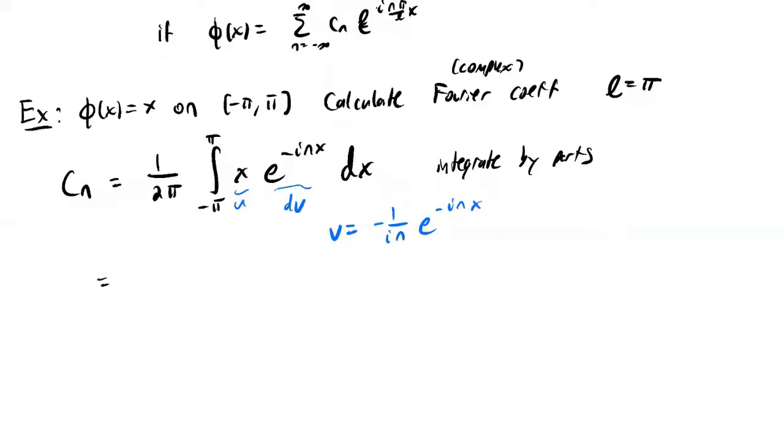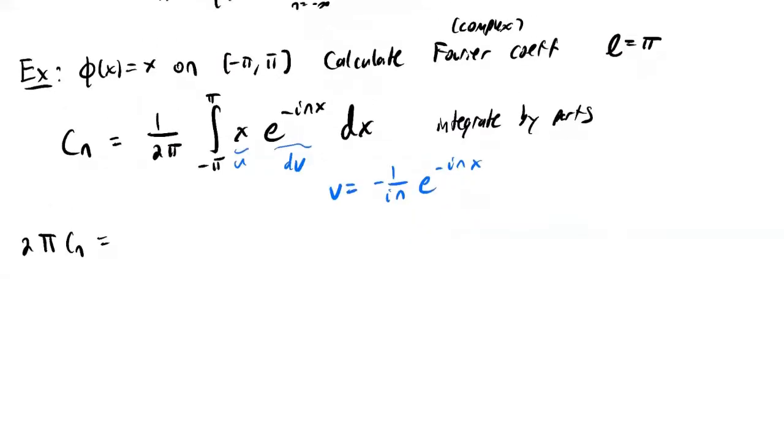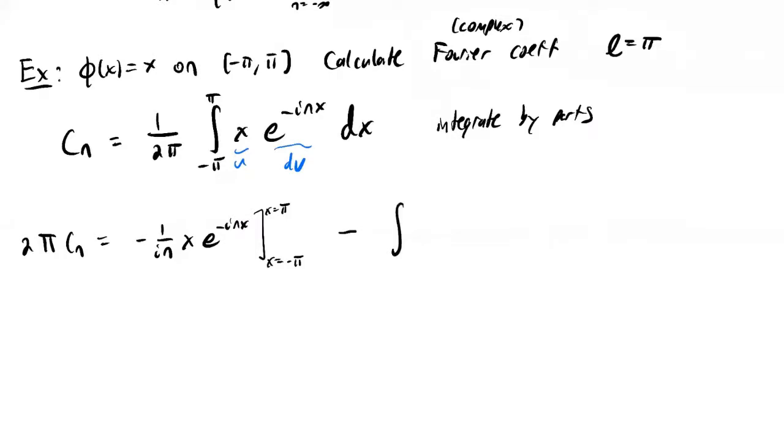And so if I use integration by parts, well, what I'm going to do is just move the 2 pi over so the formulas on the right don't get too cluttered. And so this tells me then that 2 pi cn is going to be equal to, now let me evaluate this integral using integration by parts. So I have u times v, which is minus 1 over in x e to the minus inx, evaluated between minus pi and pi. And then I have minus the integral of u prime, or du, which is 1 times v, and we're integrating between minus pi and pi.